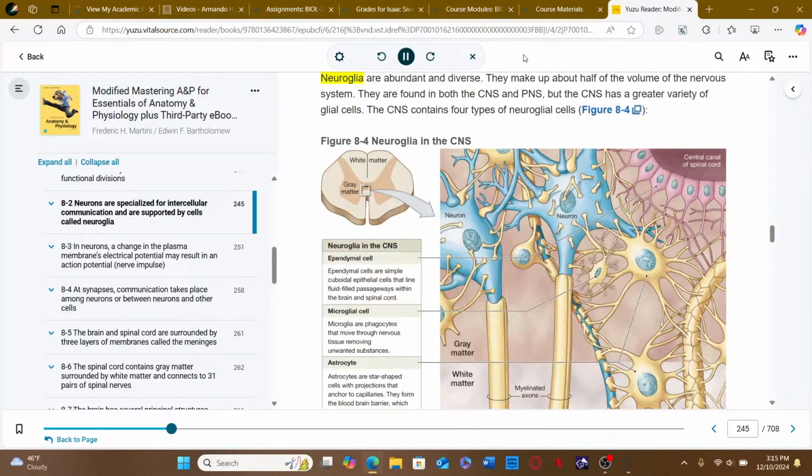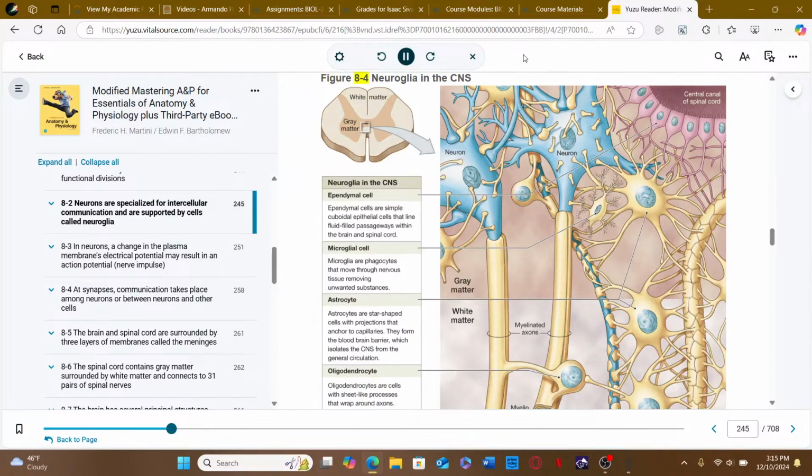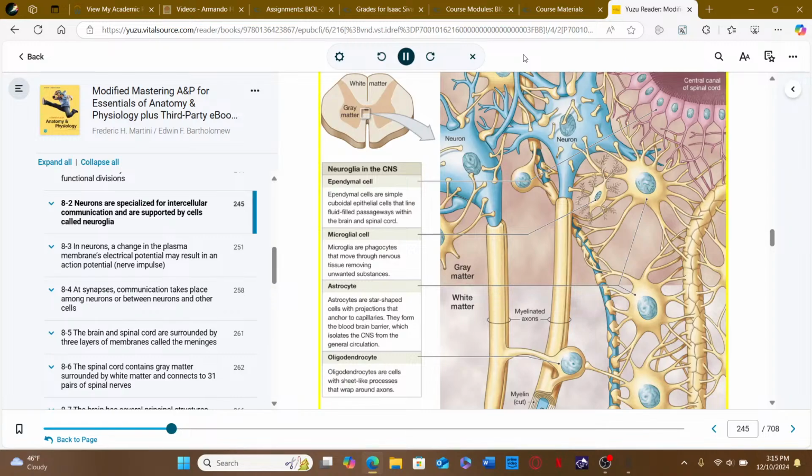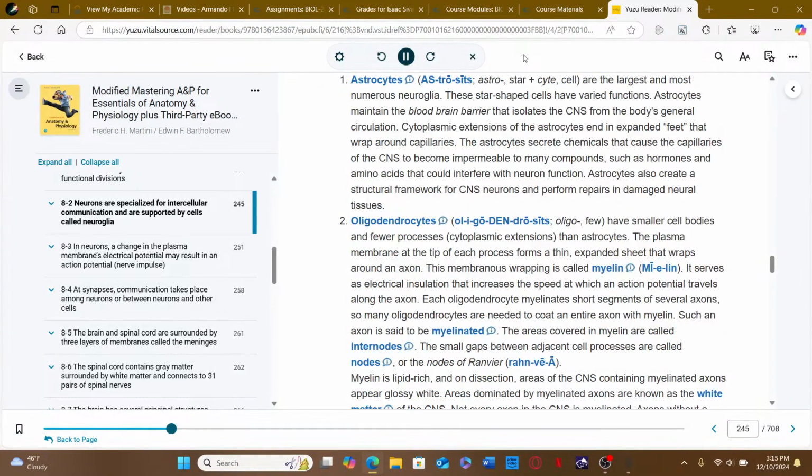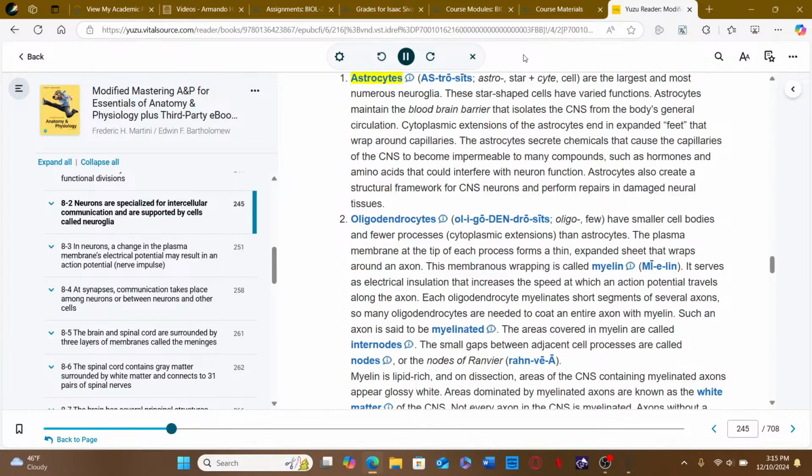Neuroglia are abundant and diverse. They make up about half of the volume of the nervous system. They are found in both the CNS and PNS, but the CNS has a greater variety of glial cells. The CNS contains 4 types of neuroglial cells, figure 8-4. Figure 8-4, neuroglia in the CNS. The relationship between neuroglia and neurons in the nervous tissue and their surrounding structures are identified. This diagrammatic view of nervous tissue in the CNS depicts the relationships between neuroglia and neurons. Figure 8-4 full alternative text.